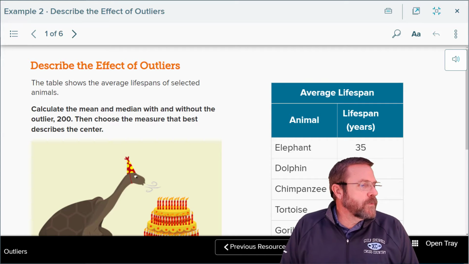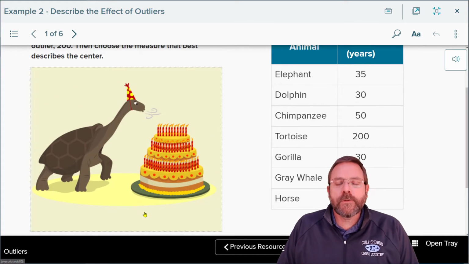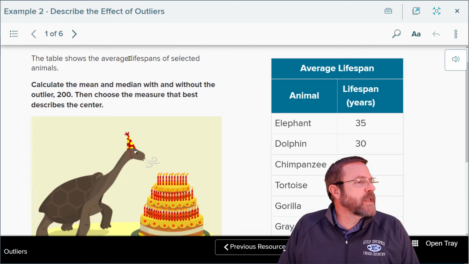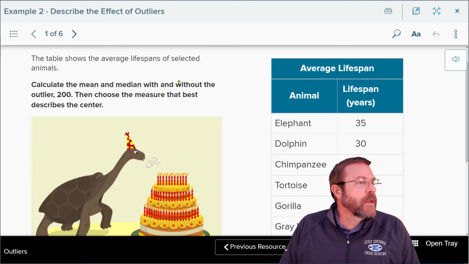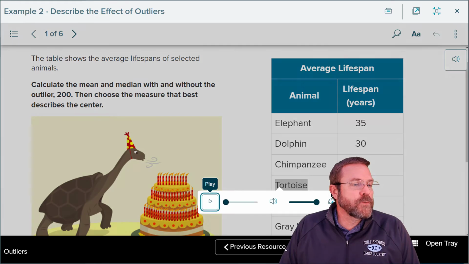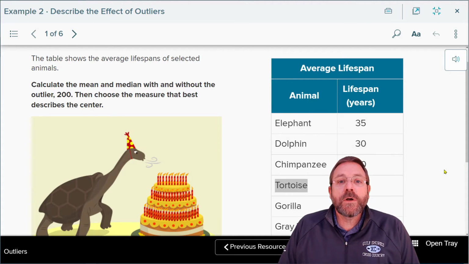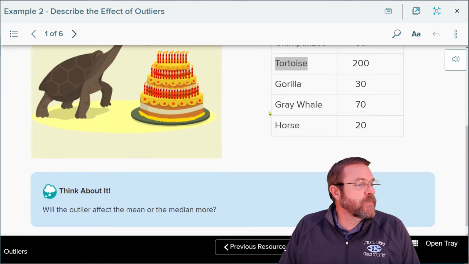Example 2 gives us, I guess, a turtle dinosaur looking creature. This has a birthday cake and it's blowing out candles. And it says the table shows the average lifespans of the selected animals. Calculate the mean and the median both with and without the outlier, being that tortoise. So that answers a question about what he is, which says it can live 200 years. Then choose the measure that best describes the center.